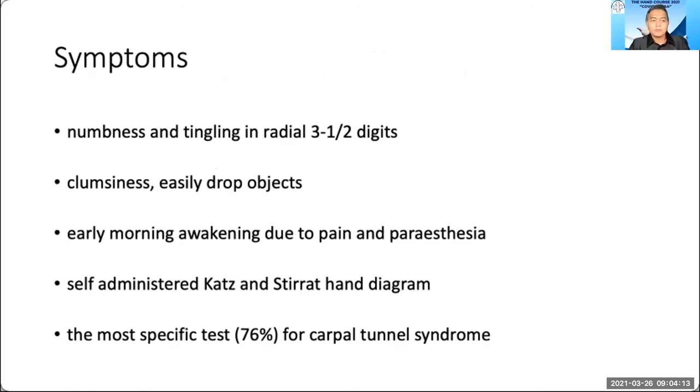The symptoms include numbness and tingling in the radial 3.5 digits, clumsiness, the patient easily drops objects, and there is early morning awakening due to pain and paresthesia. The patient can be asked to perform the self-administered Katz and Stirrat hand diagram, which is supposed to be specific for carpal tunnel syndrome.